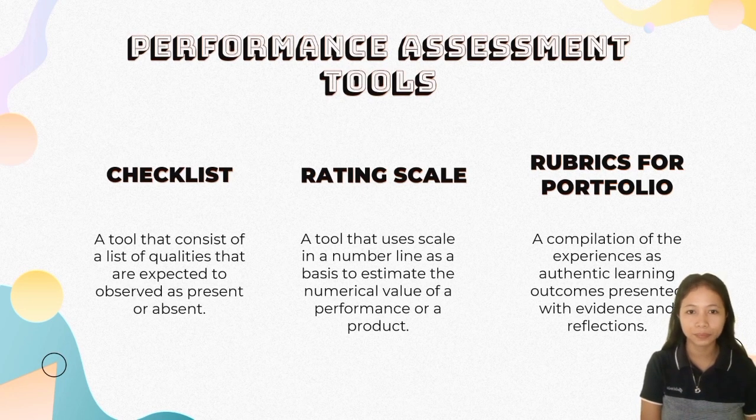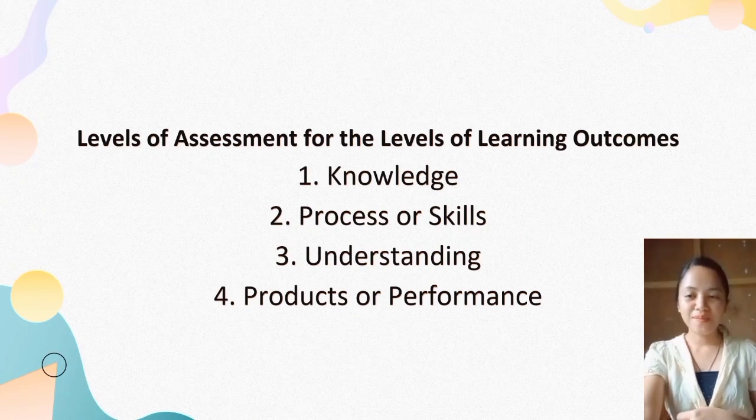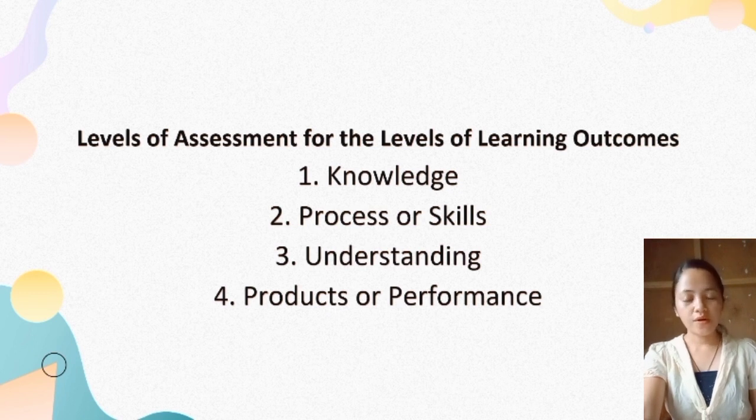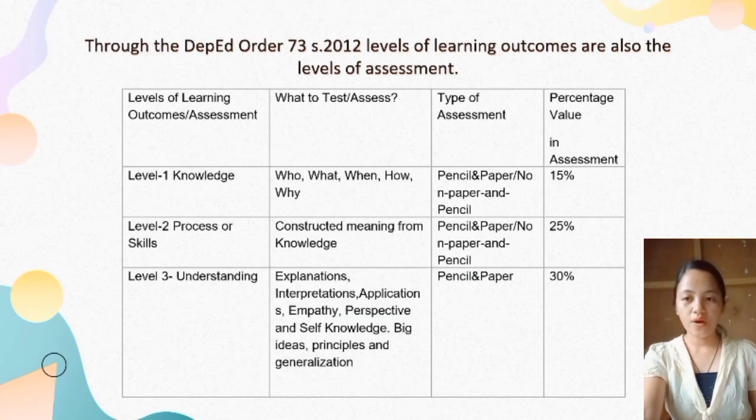Now let us talk about the levels of assessment for the levels of learning outcomes. Levels of assessment describe the learning outcomes. The first one is knowledge, second, process or skills, third, understanding, fourth, products or performance. The levels of learning outcomes are also used to describe the levels of assessment through DepEd Order 73, series of 2012. In other words, the levels of assessment also follow the levels of thinking skills from lower level to higher level.